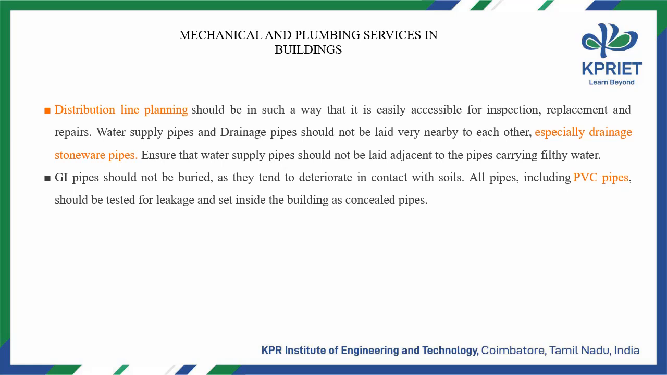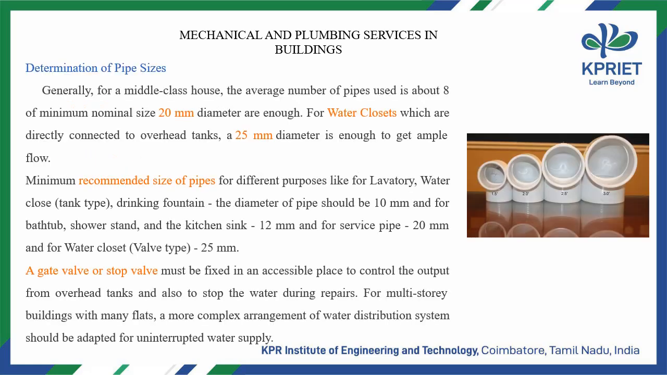GI pipes should not be buried, as they tend to deteriorate in contact with soils. All pipes, including PVC pipes, should be tested for leakage and set inside the building as concealed pipes. Determination of pipe sizes. Generally, for a middle-class house, the average number of pipes used is about 8 of minimum nominal size 20 mm diameter are enough. For water closets which are directly connected to overhead tanks, a 25 mm diameter is enough to get ample flow.